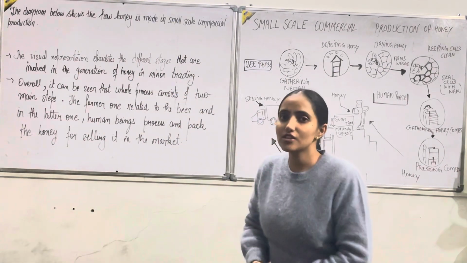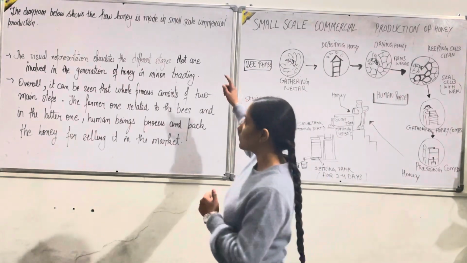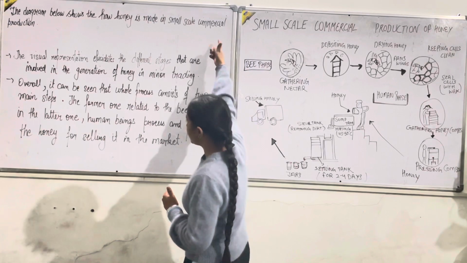Minor trading, how we can generate honey. So this is how you can paraphrase the statement.